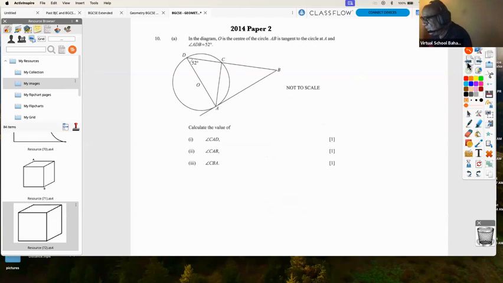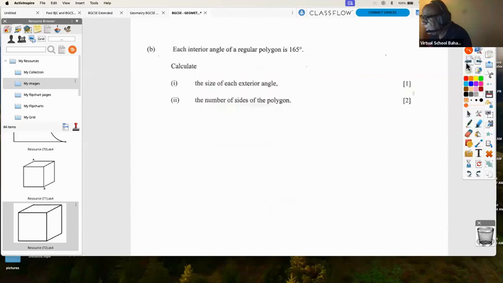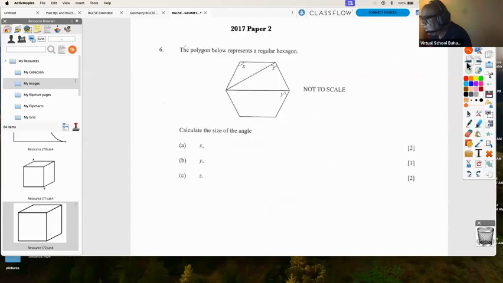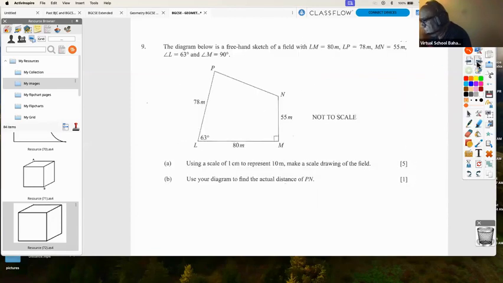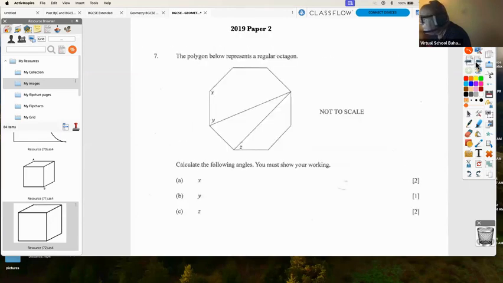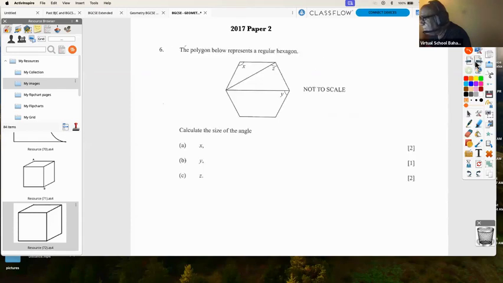I don't need to go through any more, right? There's one I want to. Look at this diagram here. Do you know how to find A, B, and C? This is the last one. This is D, and it says the regular polygon. That means all the angles on the inside are equal. How do we find X?